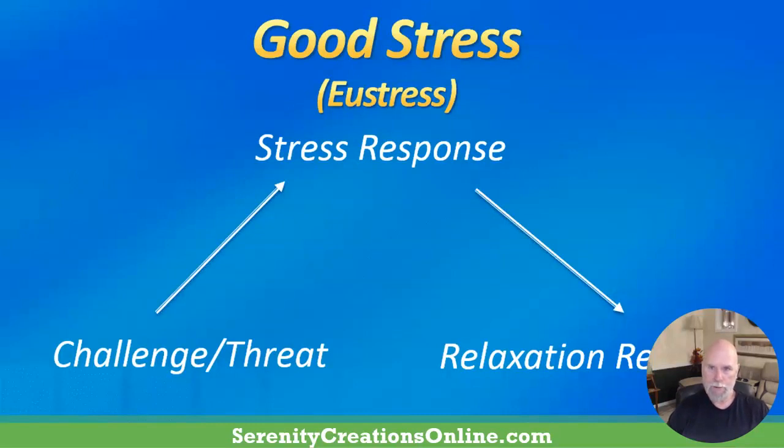When we are experiencing good stress, also known as eustress, the challenge or threat triggers the sympathetic nervous system. We have that basic fight or flight stress response. Afterward, the threat passes and we are supposed to return to that normal baseline of relaxation. That is that healthy parasympathetic reset to our nervous system.